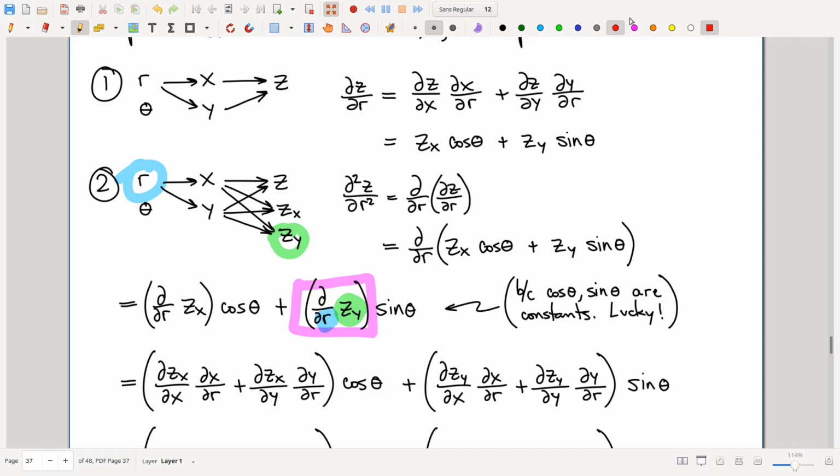Think about the various different paths. How do you get to zy from r? We have two paths and thus two terms in the chain rule that I use to rewrite this composition partial derivative. Everybody on board?